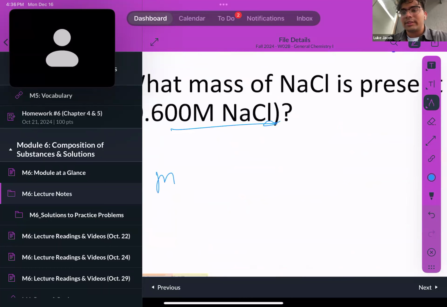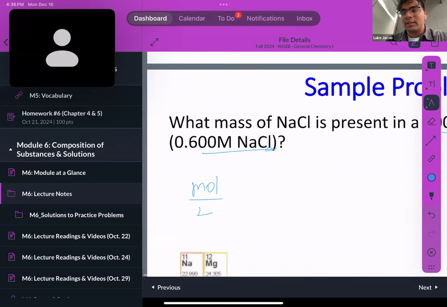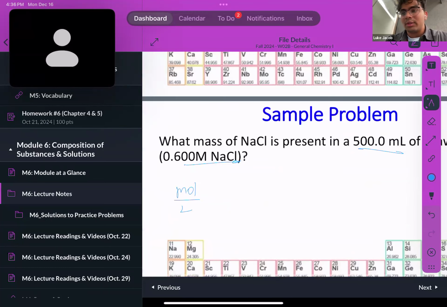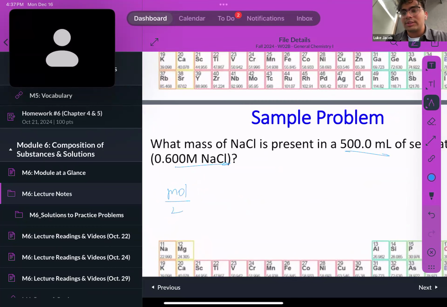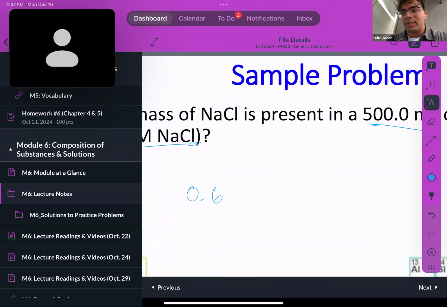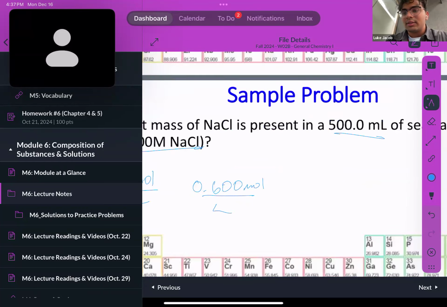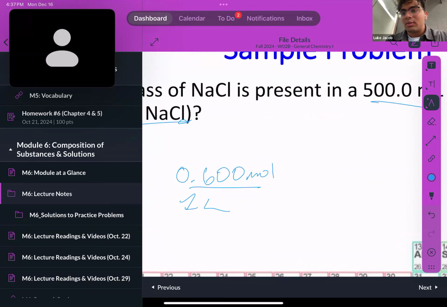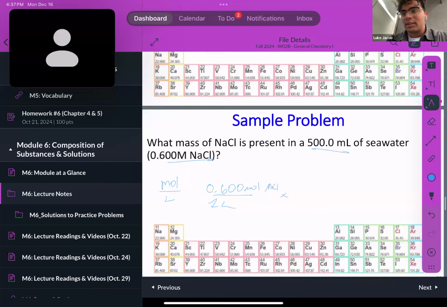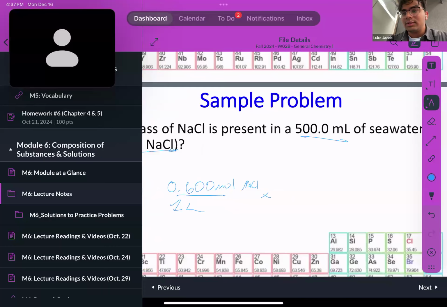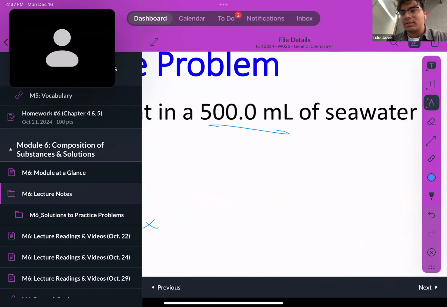Obviously he taught you guys about moles over liters, and this is the formula that you want to plug in. I'm going to show you a brief look at how to do the dimensional analysis of this. So for every 0.600 moles of NaCl, there's 1 liter. To get rid of the liters, you have to multiply by liters. So you would have to convert this to liters.